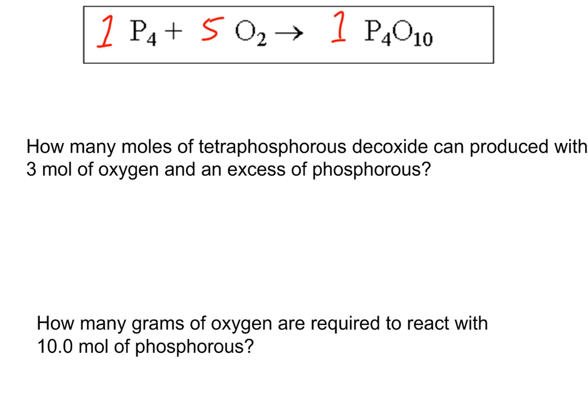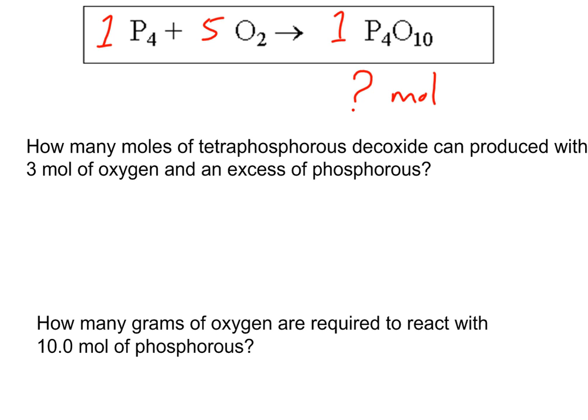The first one says, how many moles of the tetraphosphorus decoxide can be produced with 3 moles of oxygen and an excess of phosphorus? Given that we're going to see a lot of different wordings of problems, the first thing we want to do is try to make all of them look similar or uniform. So I'm going to take the wording out of this by putting the amounts that we're given and the thing we're trying to solve for underneath the equation. How many moles of the tetraphosphorus decoxide? I know that's what I'm trying to solve for, how many moles of the product are formed.